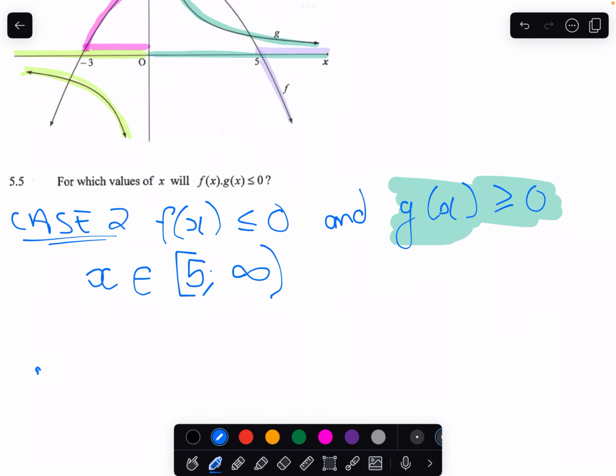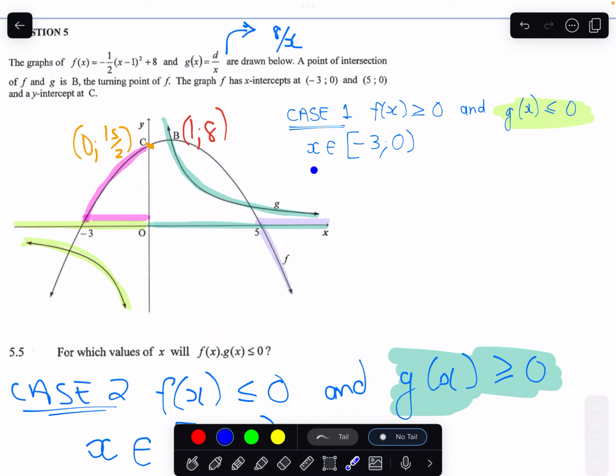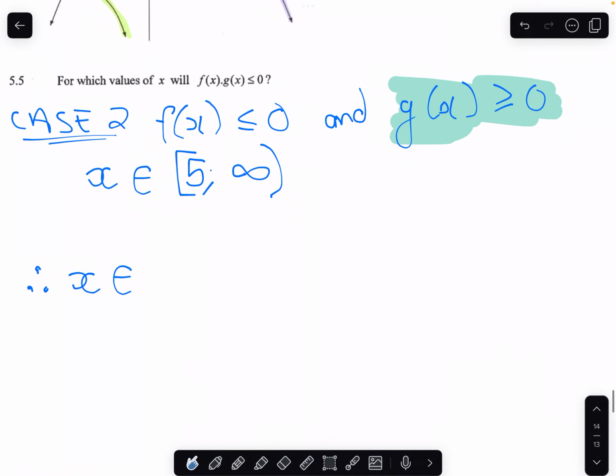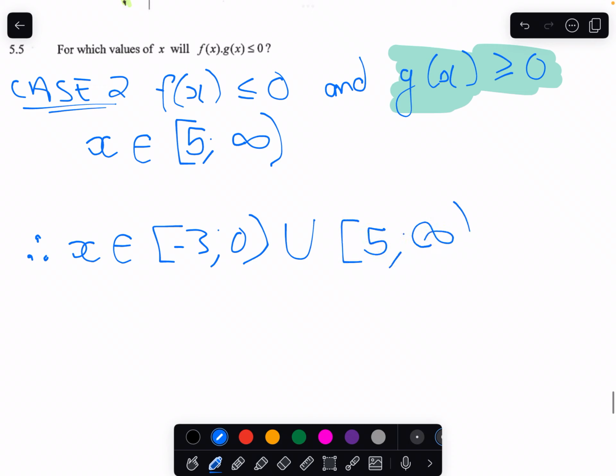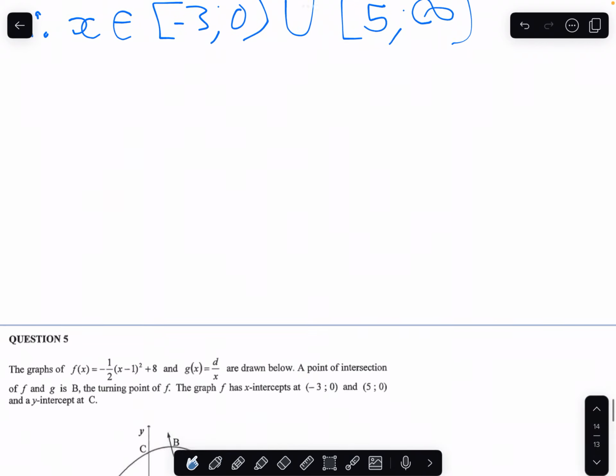So all in all, we can say that if we choose an x that is either in this interval, between -3 and 0, union with the other interval from 5 to infinity, just because it looks like an 8 lying on its side. And the memo is in agreement, which is absolutely awesome.